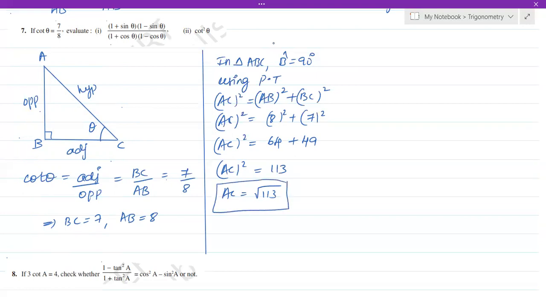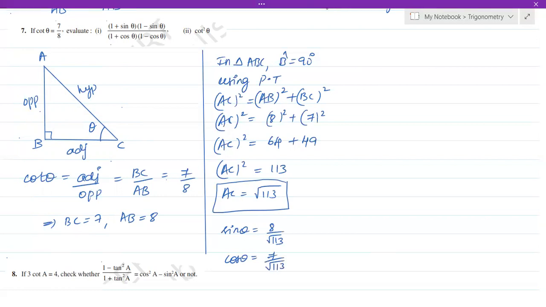So the value of AC is root 113. Okay. Now, in the first sub question, we have to find the value of (1 plus sine theta) into (1 minus sine theta) divided by (1 plus cos theta) into (1 minus cos theta), which means we should know the value of sine theta and cos theta, isn't it? So let's find that. Sine theta is what? Sine theta is opposite by hypotenuse. Opposite is AB. So AB is 8, hypotenuse is root 113. So what is cos theta? Adjacent by hypotenuse. So it becomes 7 by root 113.